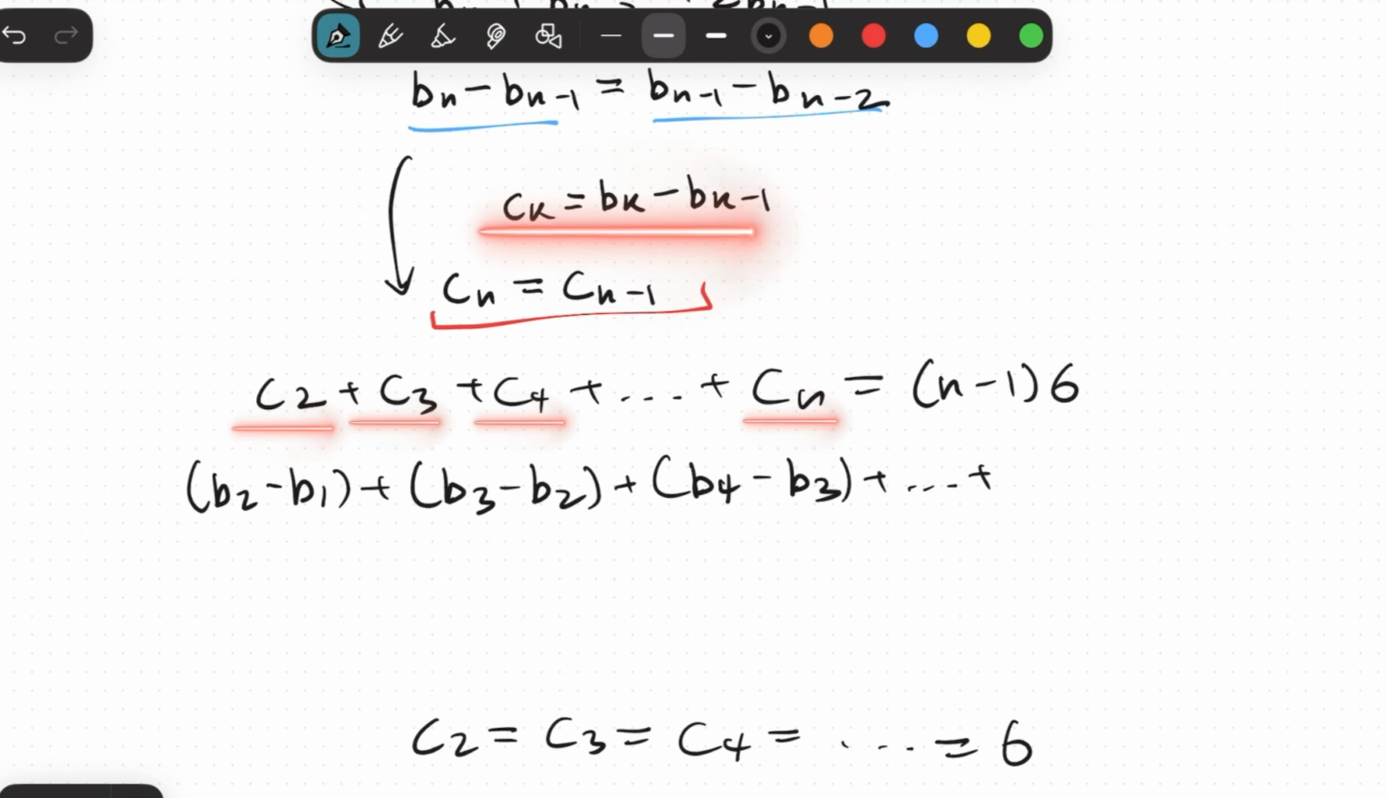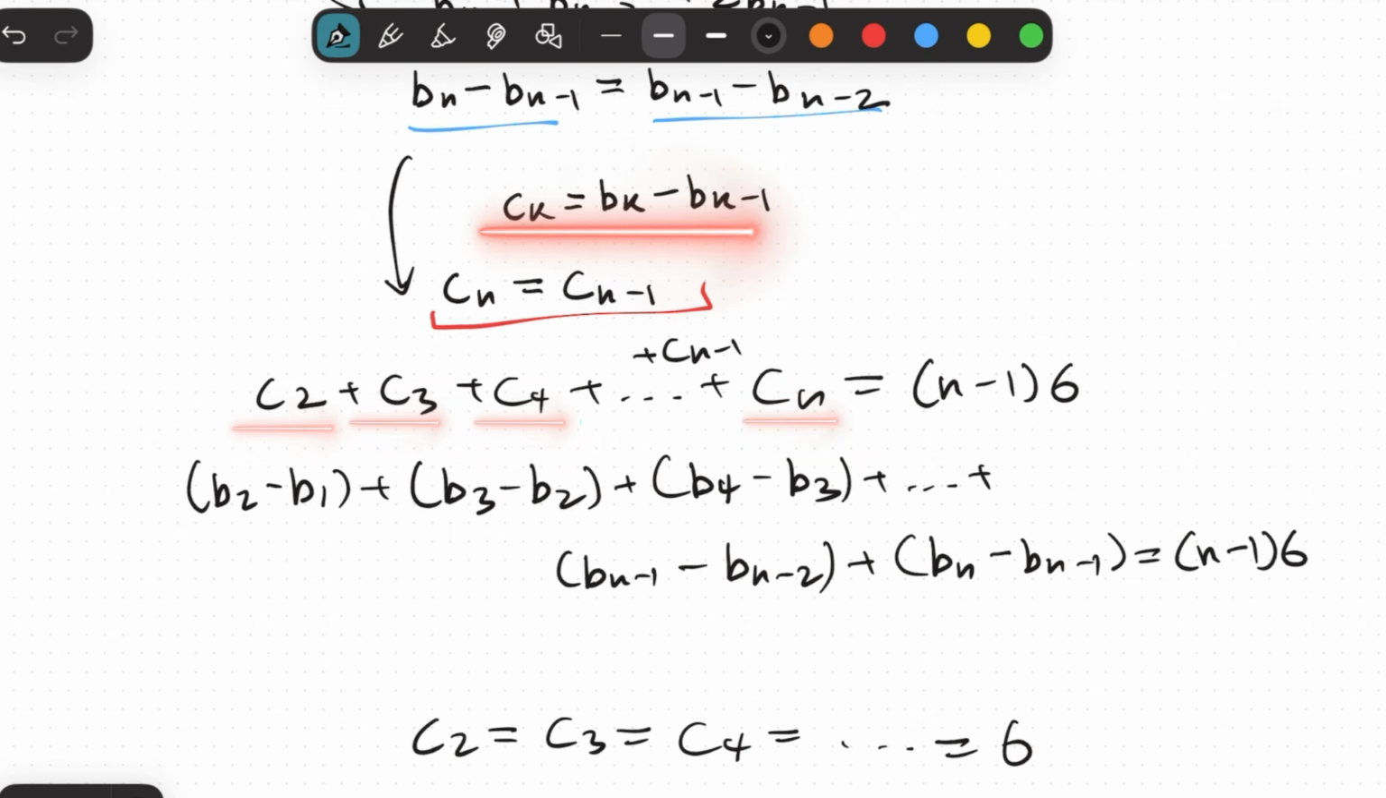And then plus all the way to, I'm actually going to write the second to last term. So the second to last term is C(n-1), and this can be written as B(n-1) minus B(n-2), and then plus this Cn, which is equal to Bn minus B(n-1). And this is still equal to n minus 1 times 6.